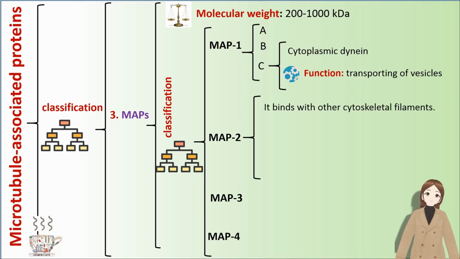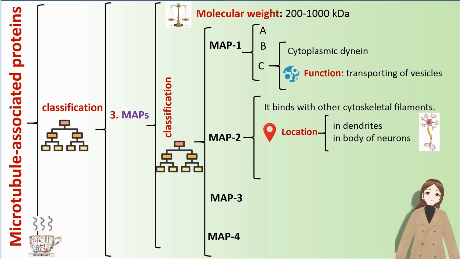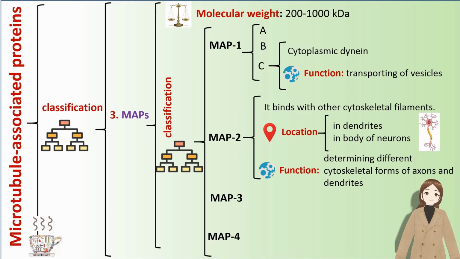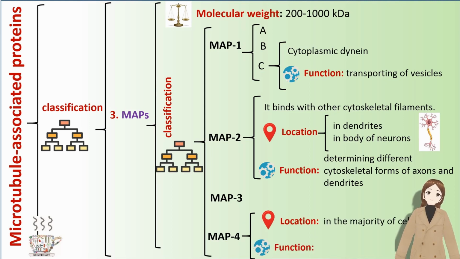MAP2. It binds with other cytoskeletal filaments. It's located in dendrites and in the body of neurons. It plays a role in determining different cytoskeletal forms of axons and dendrites. And MAP4 is located in the majority of cells. It plays a role in stabilizing microtubules.